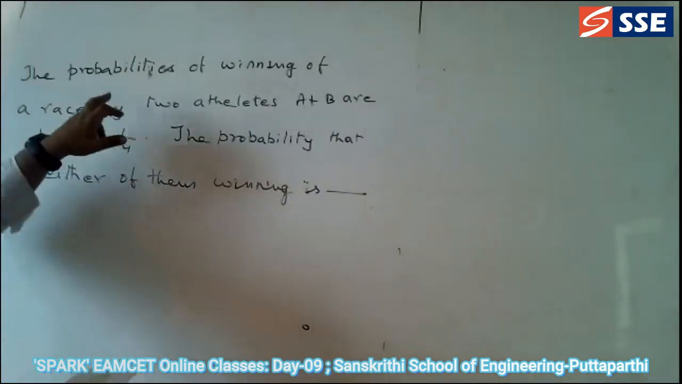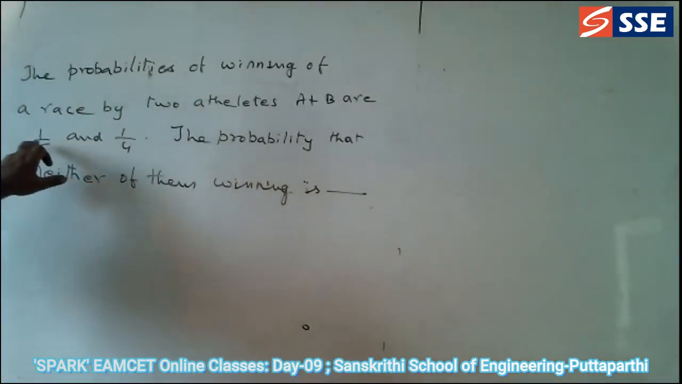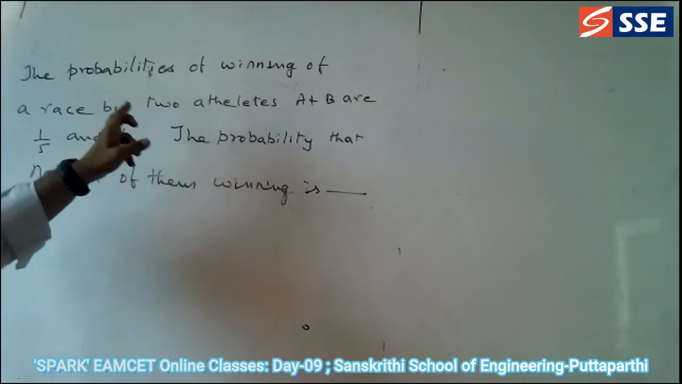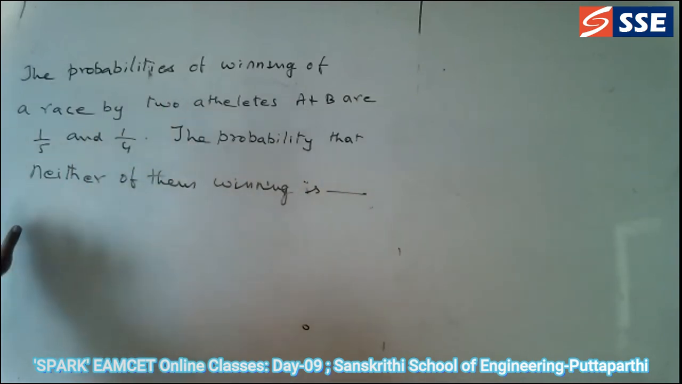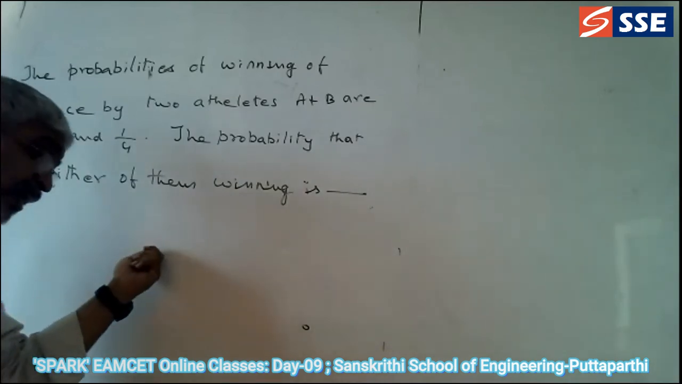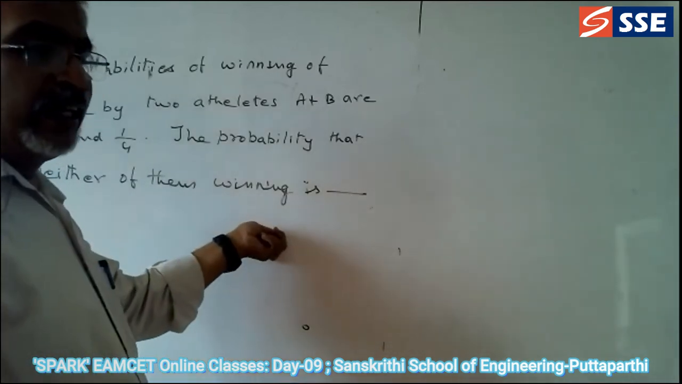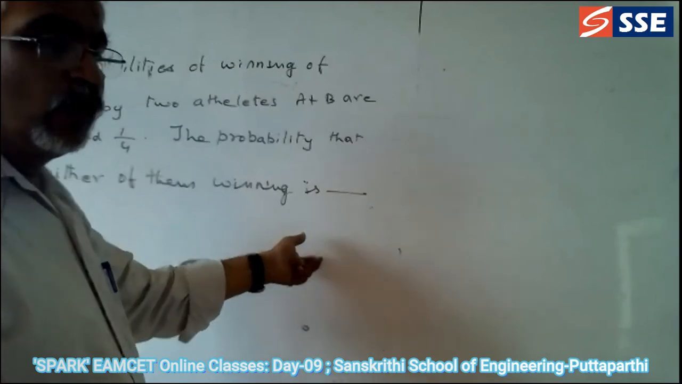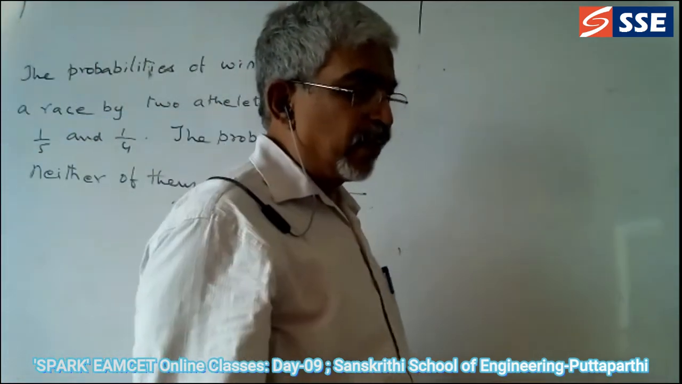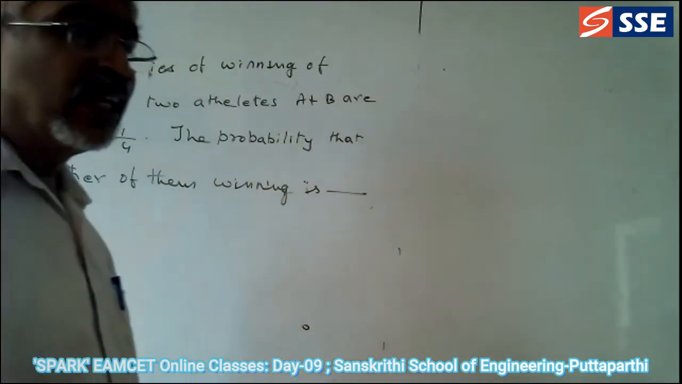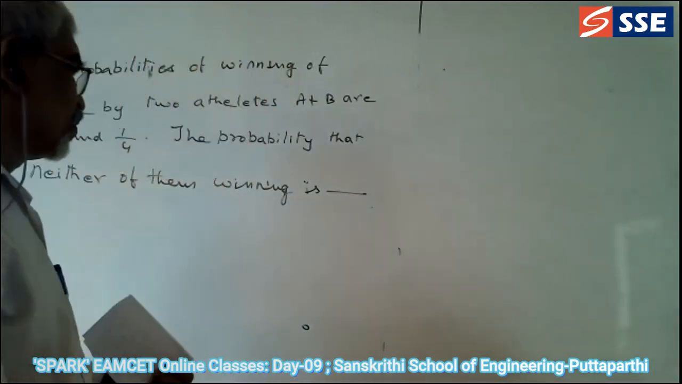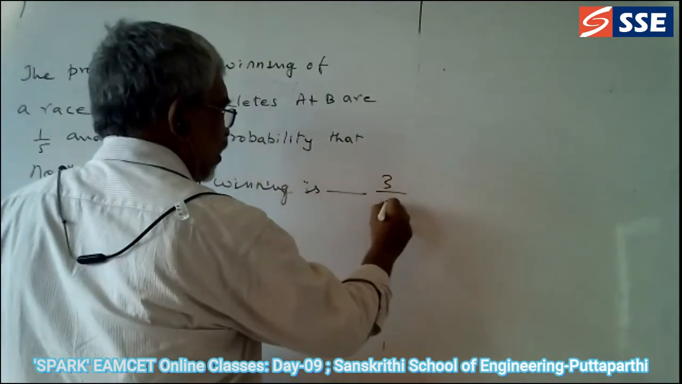So probability of not winning of A is 4 by 5. Probability of not winning of B is 3 by 4. Probability of A not winning and B not winning is P of A into P of B. The answer is 3 by 5. Very good. You got it? So it is 3 by 5.